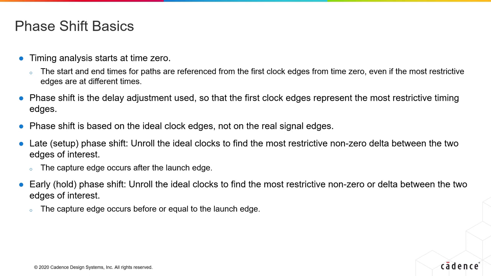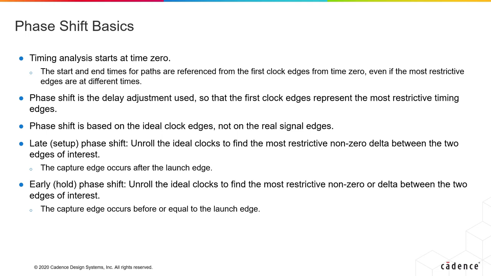For setup or late phase shift, the capture edge occurs after the launch edge, and so we must unroll the ideal clocks, try to find out what the most restrictive non-zero delta is, then shift it to the first cycle. Whereas with hold, the capture edge happens before or equal to the launch edge, but the same unrolling happens, and we must figure out what the most restrictive non-zero delta is, then we shift it to the first cycle.